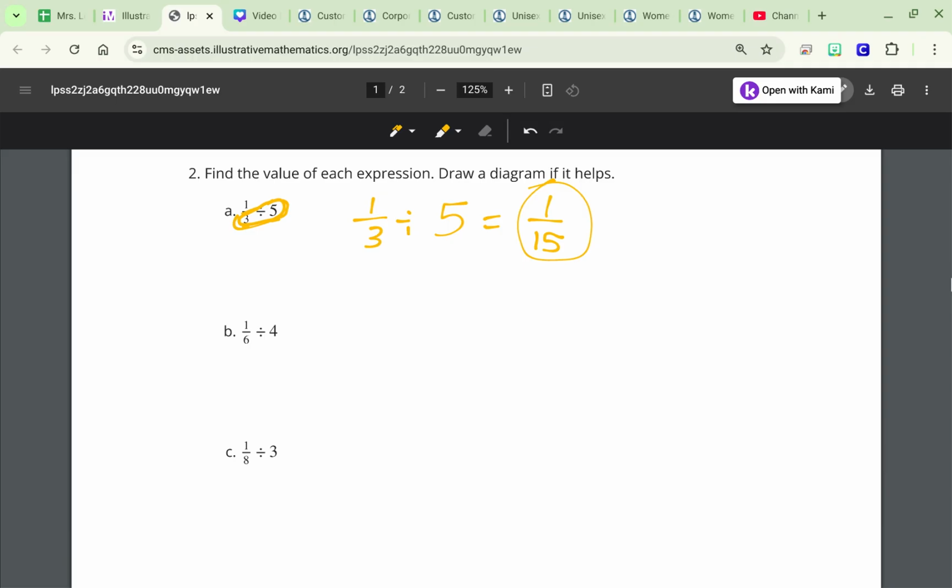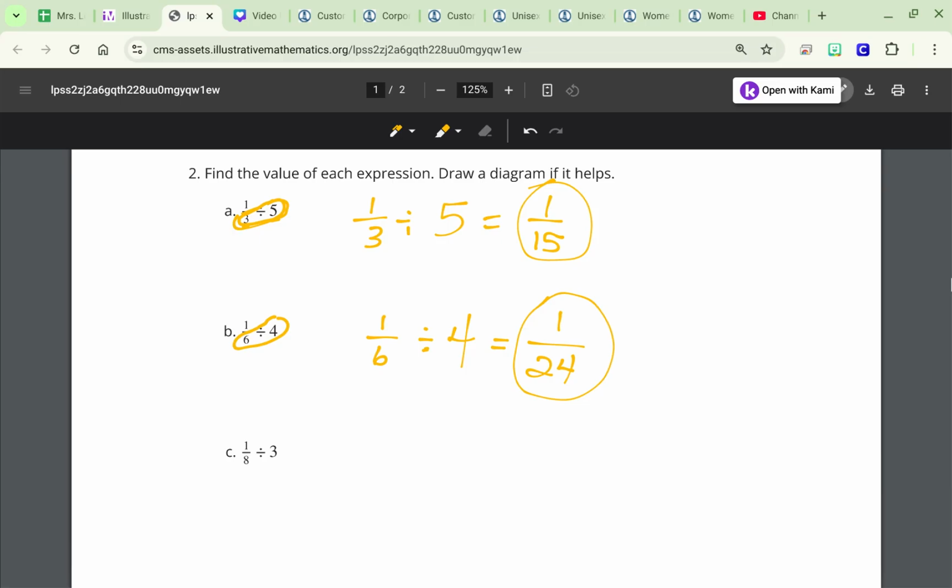Let's do the same thing here for number 2B. We have 1/6 being divided up into 4 pieces. Now, if 1/6 is being divided up into 4 pieces, we know that it's going to become 4 times smaller. And how we can do that is to multiply 6 times 4 together. That is 24. That's my new denominator, and my numerator stays the same. So my answer here is 1/24.